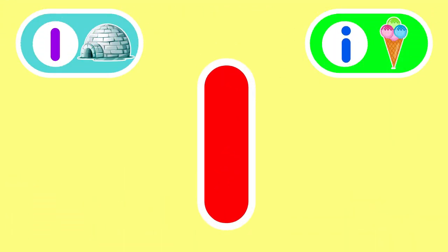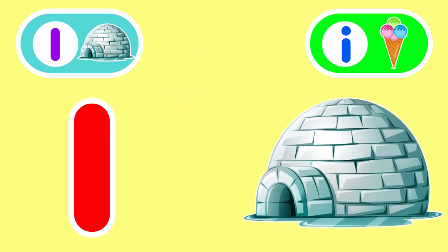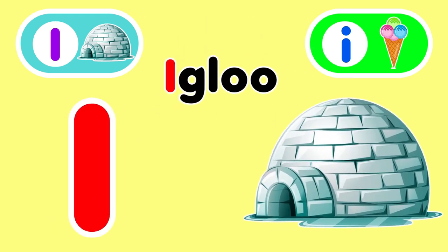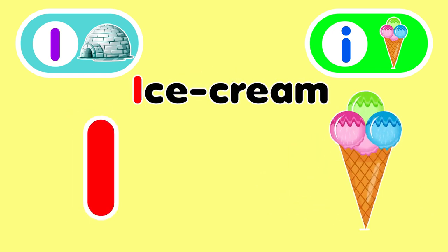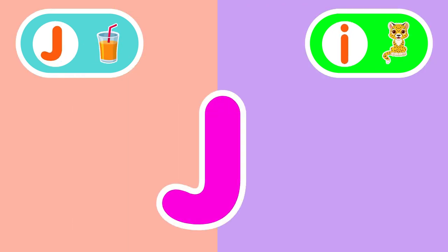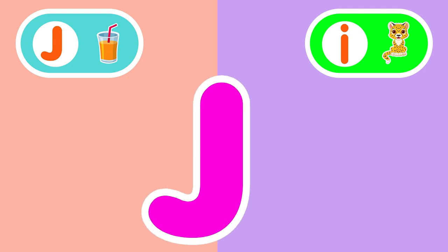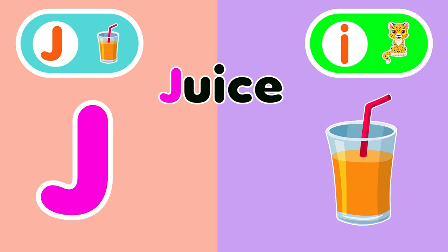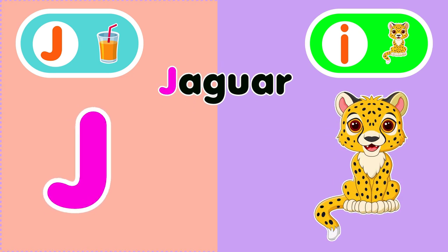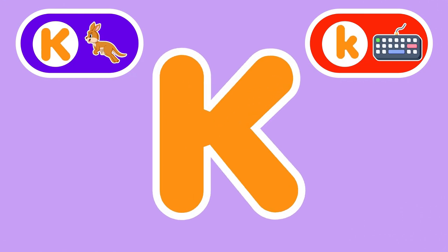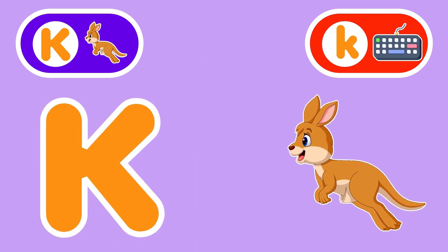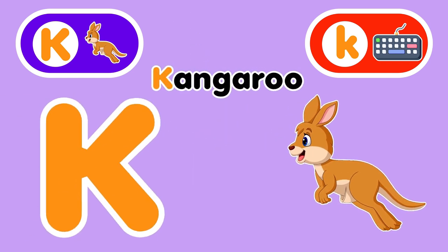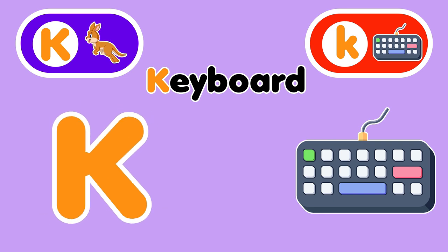I. This is the letter I. I is for igloo. I is for ice cream. J. This is the letter J. J is for juice. J is for jaguar. K. This is the letter K. K is for kangaroo. K is for keyboard.